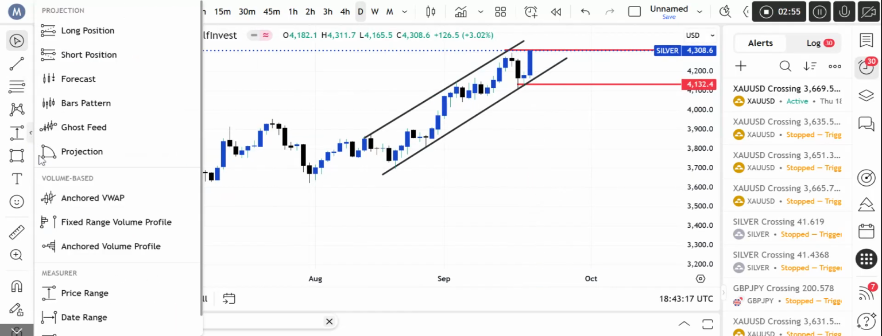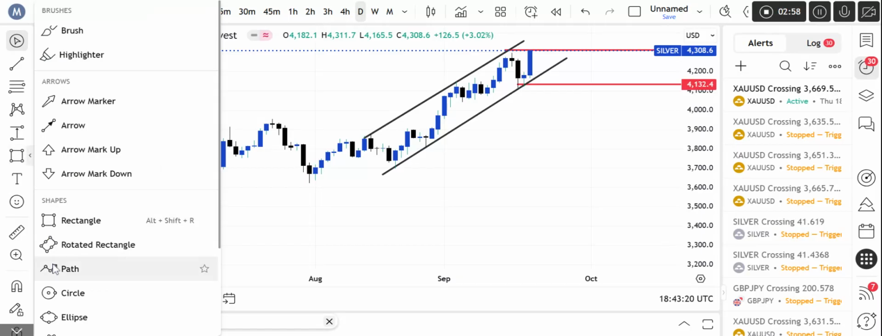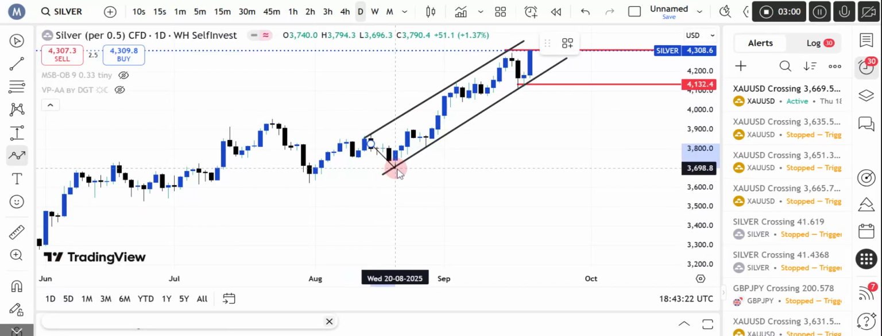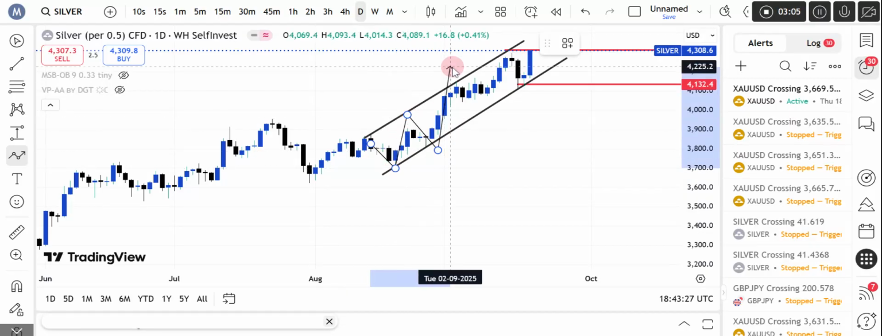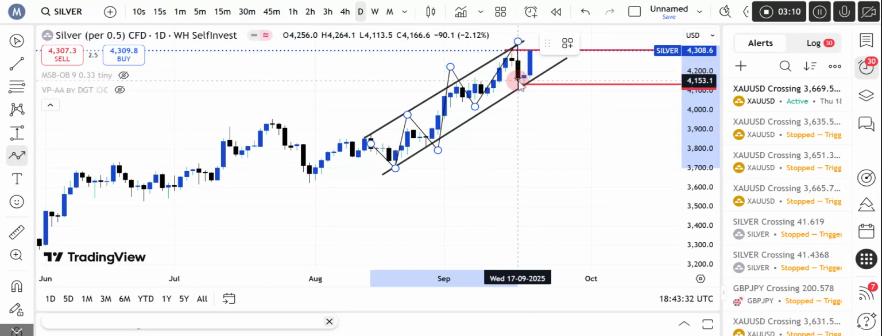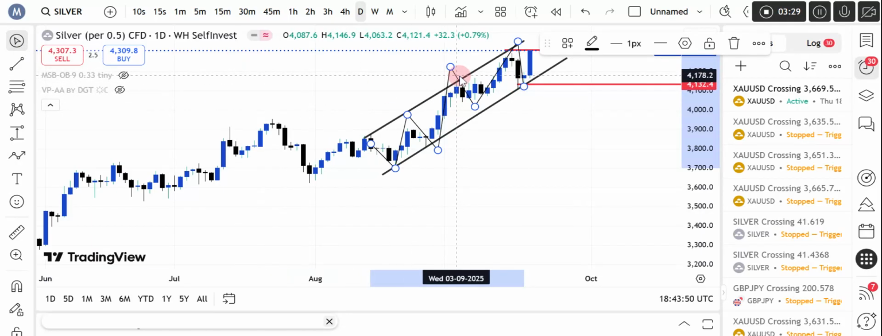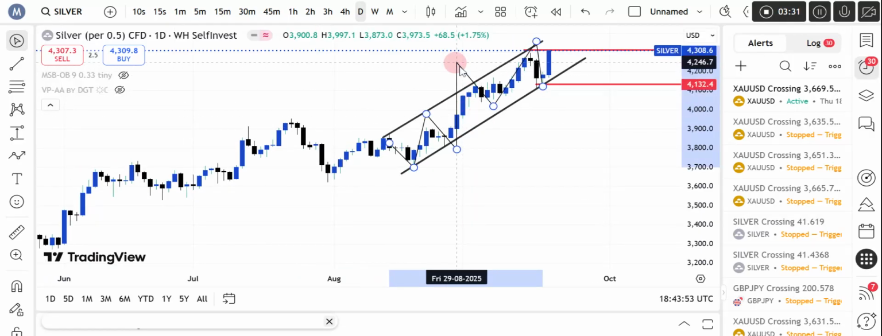So what I do is come here and mark out my highs and lows: higher high, higher low, higher high, higher low, higher high, lower low. You can see that Silver makes an equal low here. When you make an equal low here, I already know there's a market structure shift. So I'm going to bring this out so you guys can see properly what happened.